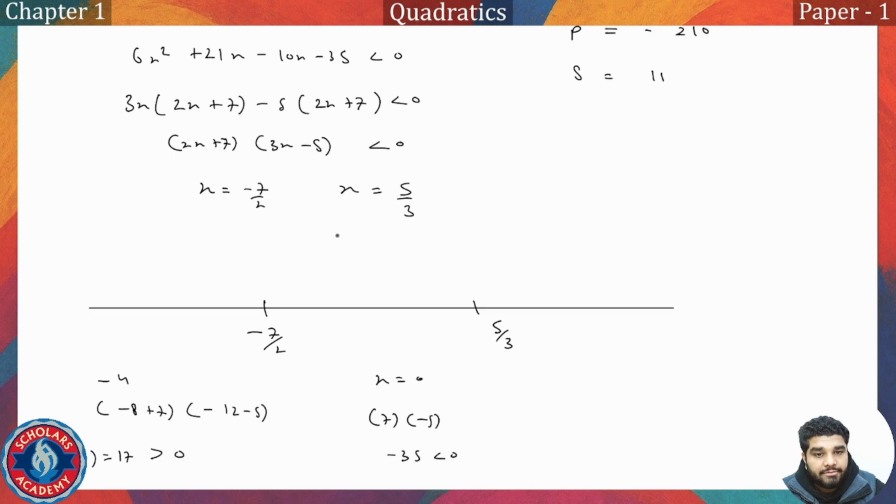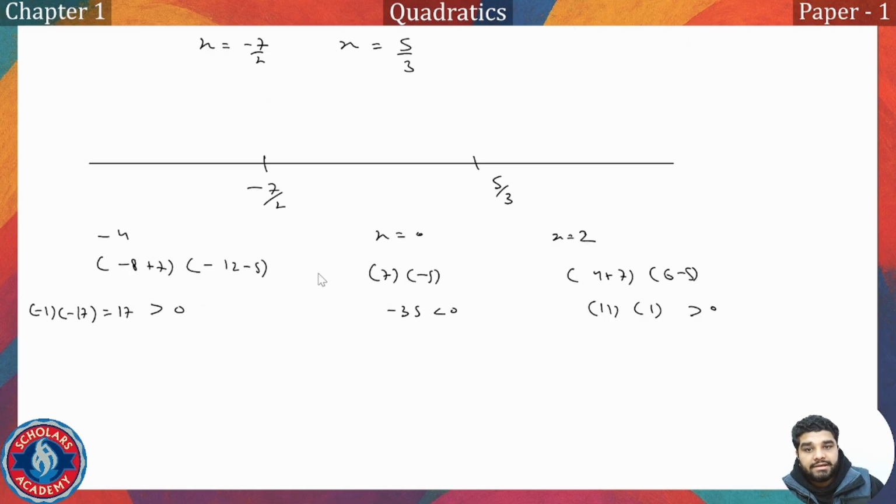If we take one value from here, we take 2. So we substitute it, we get 4 plus 7 and 6 minus 5. So it's 11 times 1. So it's greater than 0 and we will not take this interval. The interval that we are taking is when -7 by 2 is less than x is less than 5 by 3. I hope it is clear.